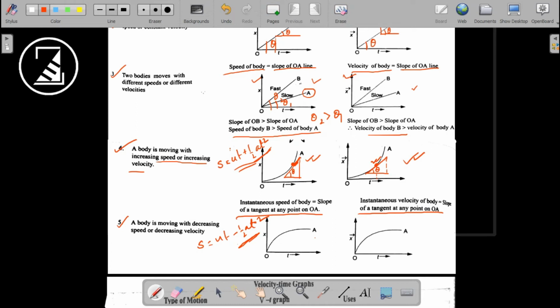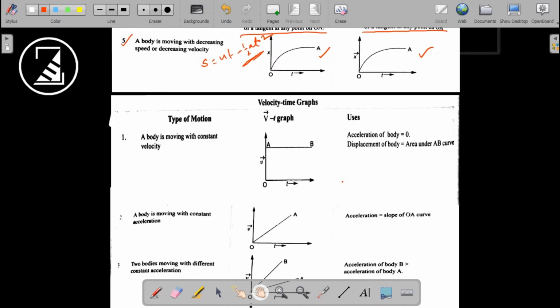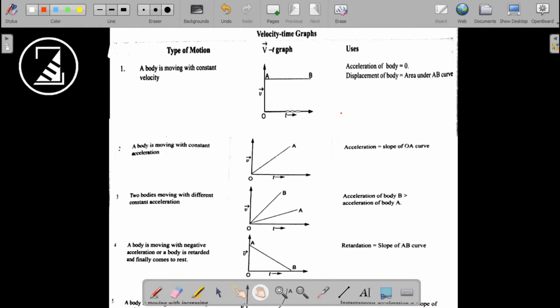So the graph will be like this. Okay. Now come to velocity time graph. First case, a body is moving with constant velocity.